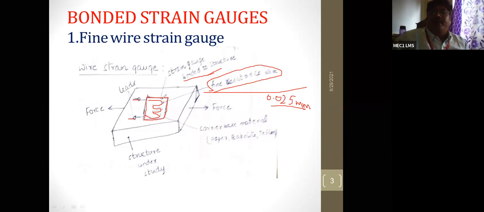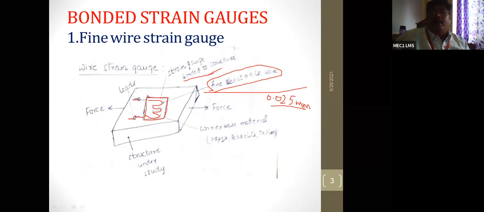Bonded means bonding with the help of adhesive material. We have to attach the strain gauge to the structure whose strain has to be measured. So this is the complete strain gauge, bonded on the structure whose strain has to be measured.